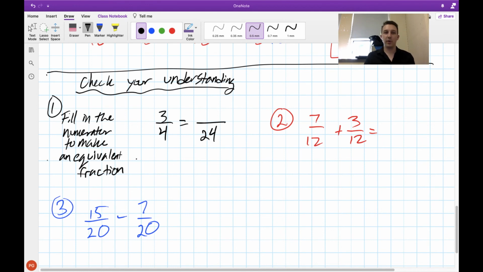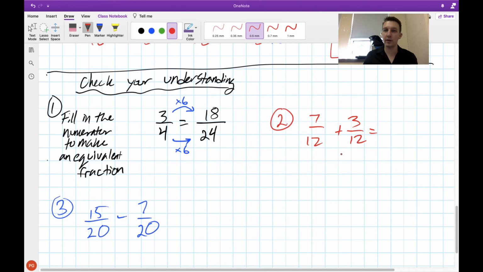Now the first one, we want to find an equivalent fraction. So that means that our fractions have to be the same. If the fractions are the same, that means that whatever I do on the bottom here, either multiplying or dividing, I would need to do to the top. Notice on the bottom here, when 4 goes to 24, that happens when we multiply by 6. So I would have to do the same thing to the top, multiply by 6, and I would get 18.